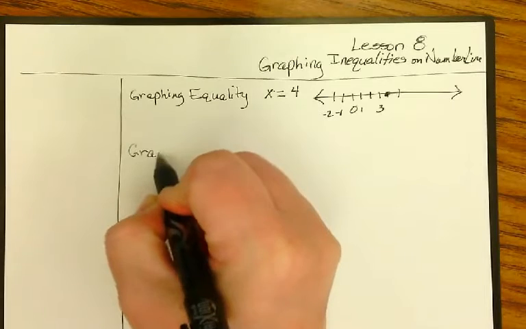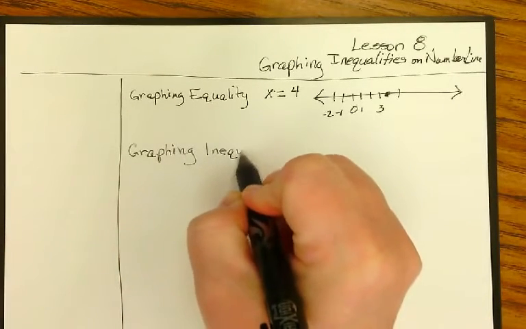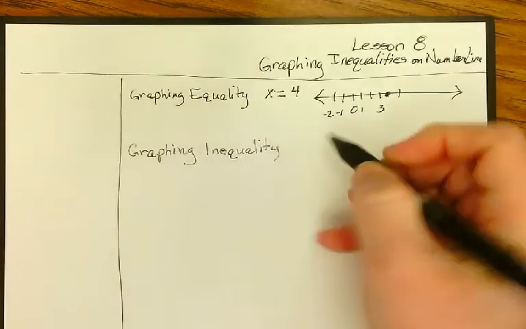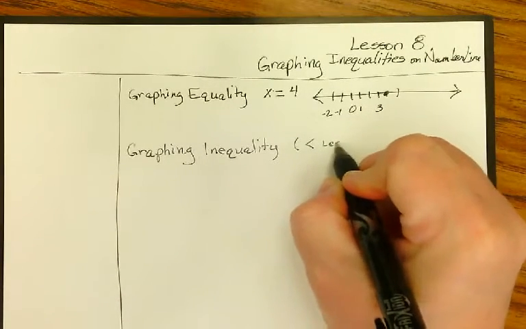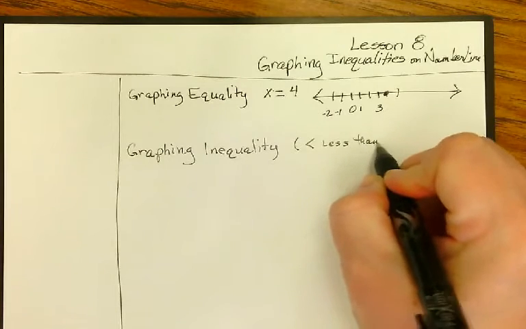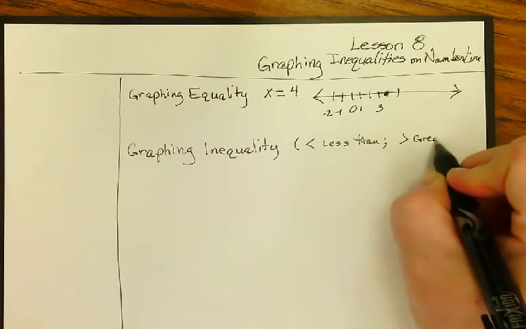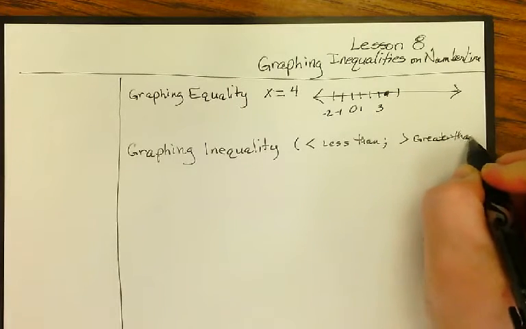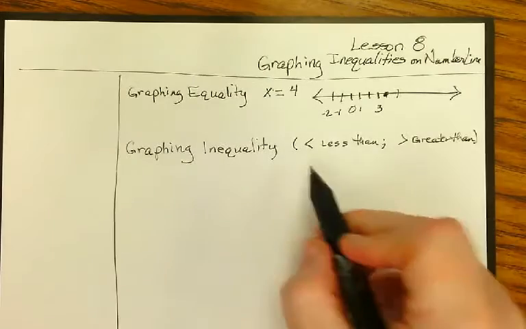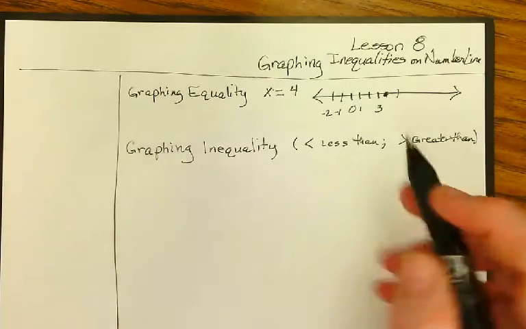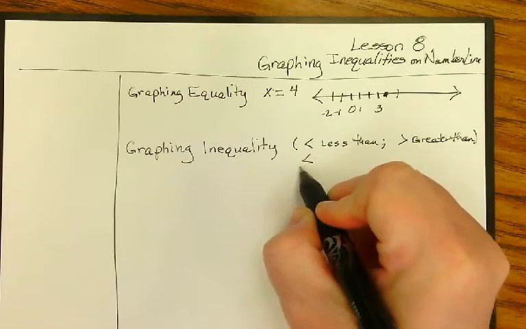Here is graphing inequality. And this is where we're talking about less than, greater than. Okay? Now, you know less than, you know greater than. I'm going to give you two new symbols. This is less than or equal to.